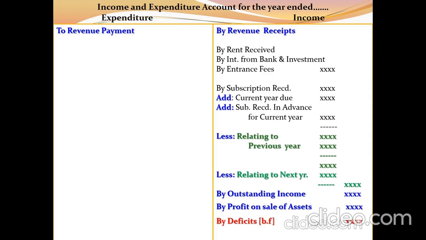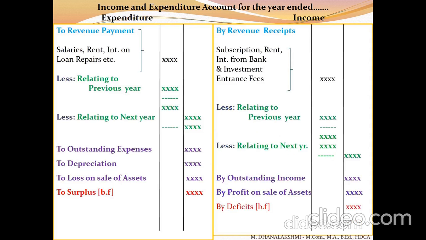After entering all these things, you will have a balance figure either on the debit side or the credit side. So if you find any balance figure on the expenditure side, that means surplus, that is excess of income over expenditure. Surplus means excess of income over expenditure. That is, your income is more than the expenditure. That will be a balancing figure, or you will have a deficit, which means your expenditure is more than your income. And this is your income and expenditure account format.